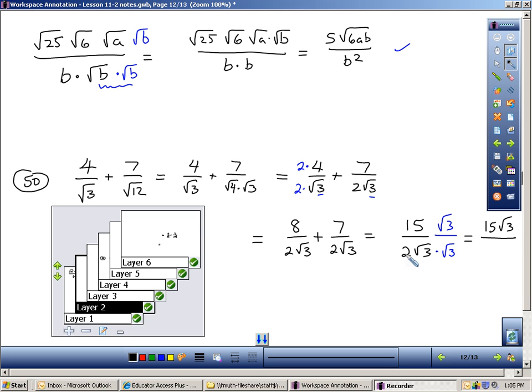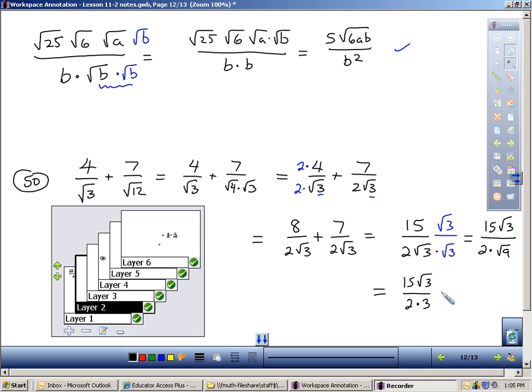In the denominator, I have 2 times, well, isn't radical 3 times radical 3 radical 9? And now I want you to think, what is radical 9? What is the square root of 9? Square root of 9 is 3. So now I have 15 radical 3 in the numerator, and I have 2 times 3 in the denominator.